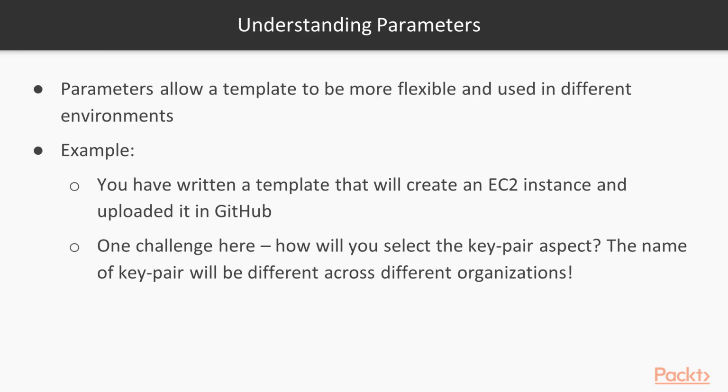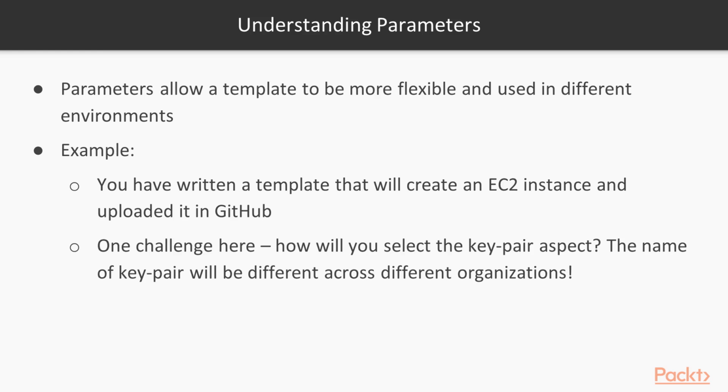So you have written a template that basically creates an EC2 instance and you have uploaded it to GitHub. Now, if you want to create an EC2 instance with CloudFormation, one of the parameters that is generally required is the key pair name, because if you want to create an EC2 instance, you also have to define the key pair. Otherwise, you will not be able to log into that EC2 instance.